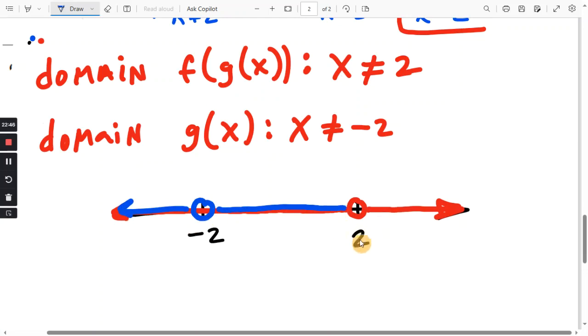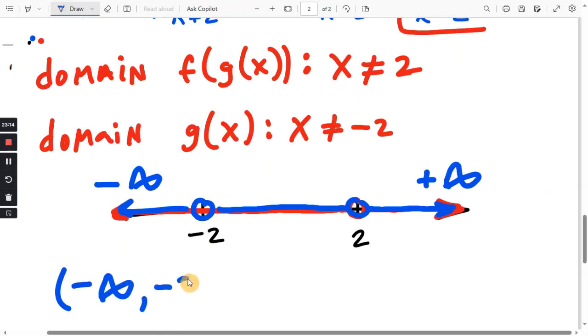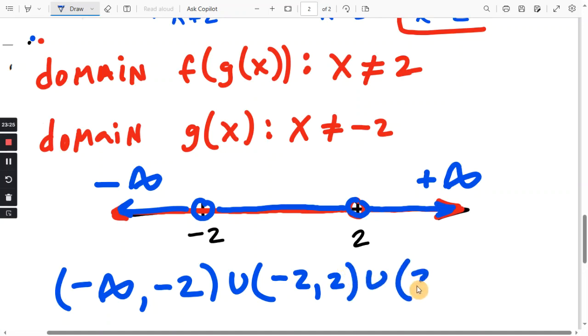All right, and let me see. That would be it right there. Okay, you have to exclude negative 2 and 2. You have to exclude both of them. So this side is negative infinity, and this side is positive infinity. All right, so to write that out, you start at negative infinity, and you go to negative 2, and it doesn't include it, in union with negative 2 to positive 2, and again, it doesn't include it, so you use the rounded parenthesis, and then it goes from 2 to infinity.